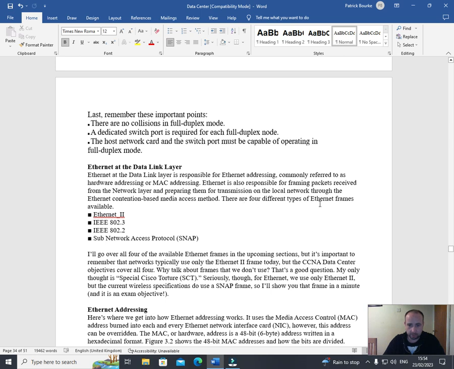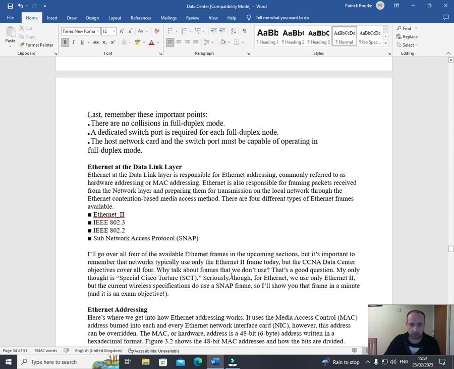There are 4 different types of Ethernet frames available: Ethernet 2, IEEE 802.3, IEEE 802.2, Sub Network Access Protocol SNAP. I'll go over all 4 of the available Ethernet frames in the upcoming sections, but it's important to remember that networks typically use only Ethernet 2 frame today, but the CCNA data center objectives cover all 4.